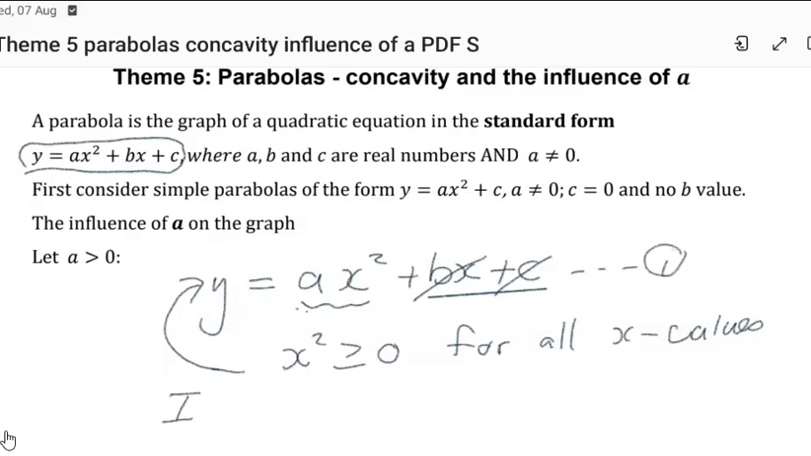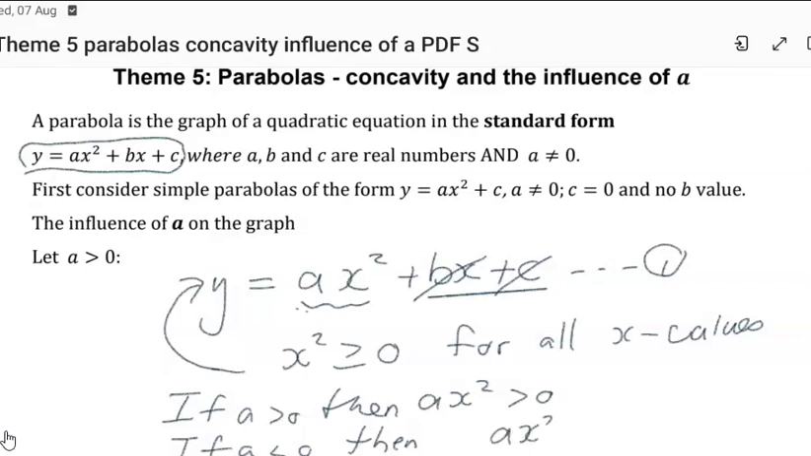a. If a is positive, then ax squared is also positive. And if a is negative, then ax squared is negative. Because we know that x squared is greater or equal to 0. So this is something that we have to take into account when we do parabolas.